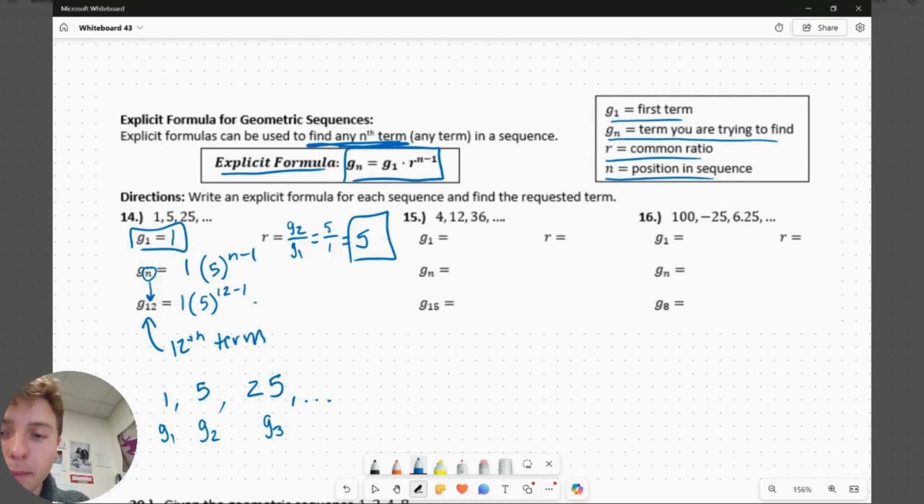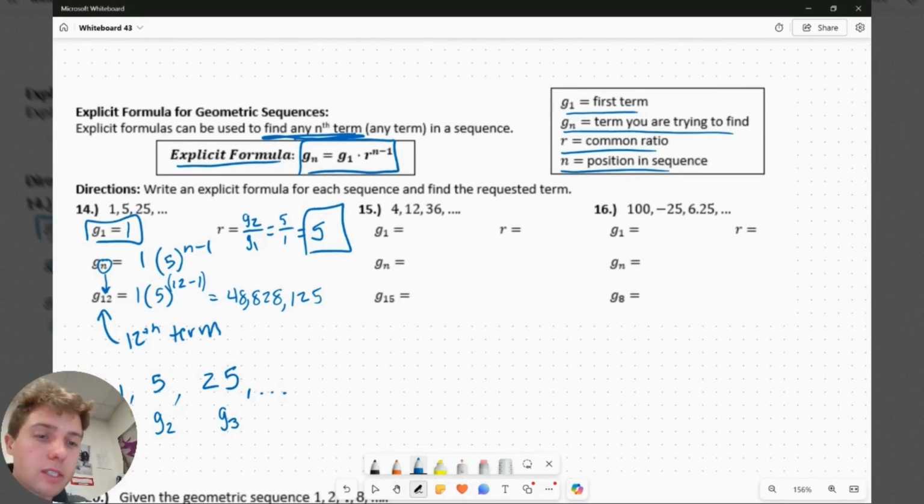Once I plug in, I could type it into Desmos. If you type it into Desmos, you might need to include parentheses on the 12 minus 1 to leave it in the exponent. Or 12 minus 1 is also 11, so you could just type in raised to the 11th into Desmos. If you do this correctly, what you would end up finding is a very large number in this case. You would end up getting 48,828,125.